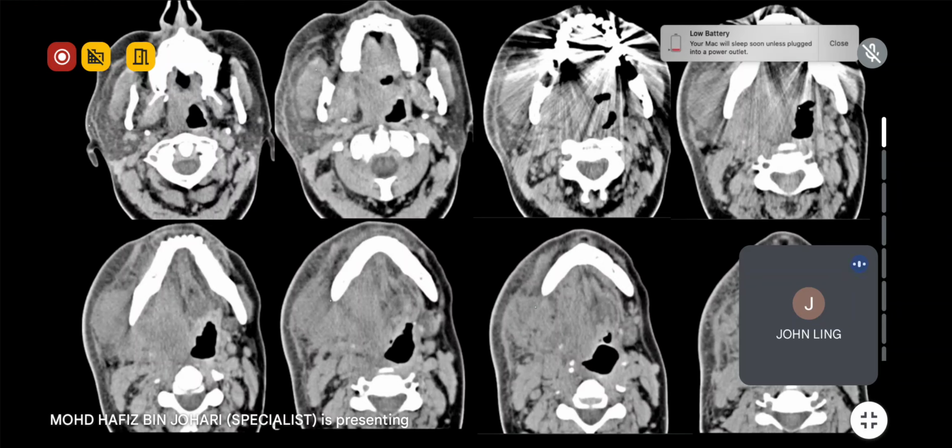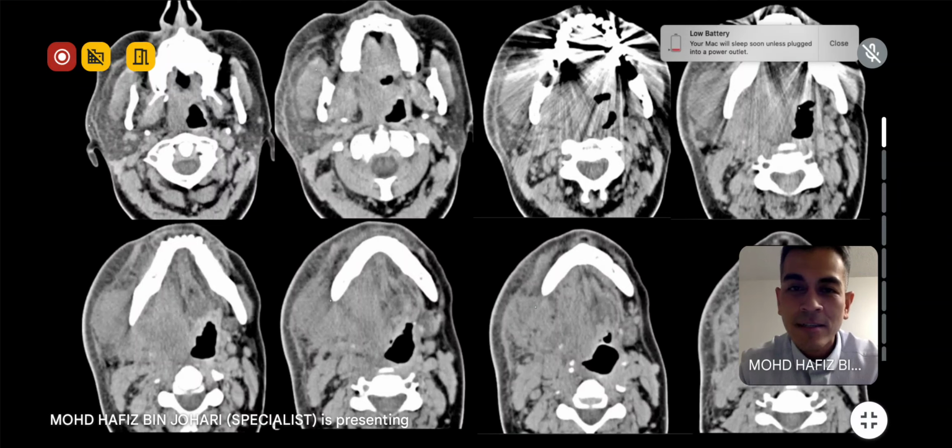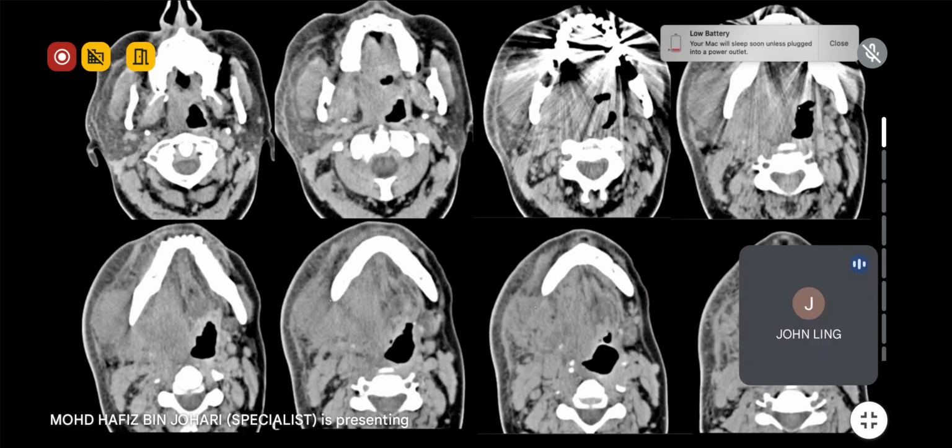Okay, there's an ill-defined, heterogeneously enhancing mass at the region of the right submandibular gland. There's associated thickening of the platysma muscle and also the sternocleidomastoid muscle with surrounding fat stranding at the subcutaneous region. So this is an inflammatory mass. What do you think this is? In summary, this may represent a submandibular collection, possibly arising from the submandibular gland.